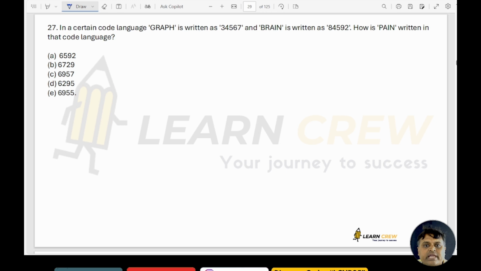In a certain code language, graph is 3, 4, 5, 6, 7. Brain is 8, 4, 5, 9, 2. Then what is pain? Here P is 6, A is 5, I is 9, N is 2. So 6, 5, 9, 2, which is option A.